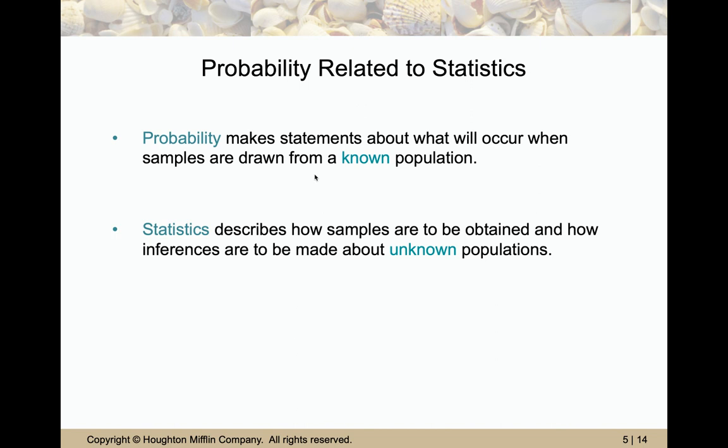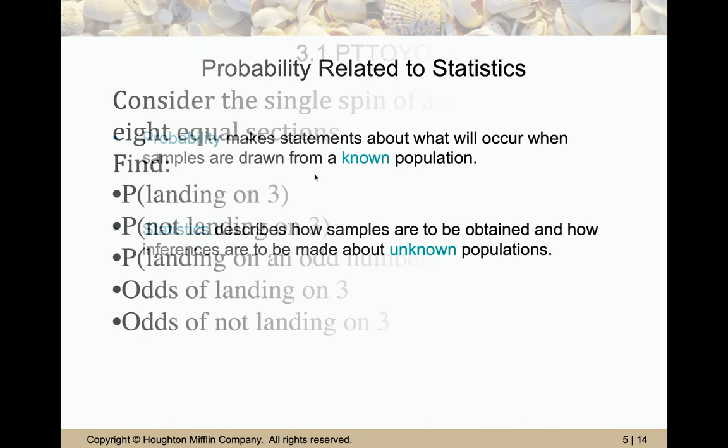Probability makes statements about what will occur when samples are drawn from a known population. Statistics describe how samples are to be obtained and how inferences are to be made about unknown populations. So that's kind of the relationship between the two.